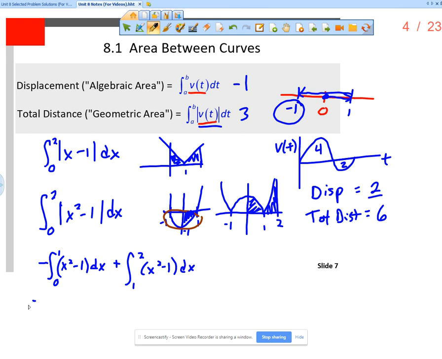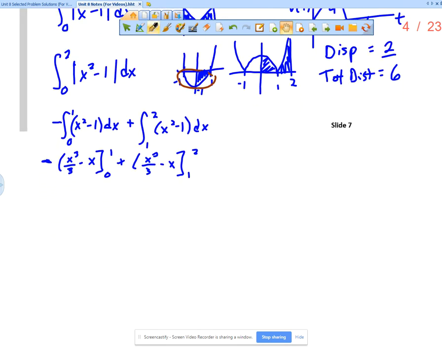All right, so I have the negative in front, and then I'm going to integrate x squared minus 1. So x cubed over 3 minus the integral of 1, which is just x, and then we're going to evaluate that from 0 to 1, and don't forget about the negative in front. All right, and then plus, well, the integral is the same, x cubed over 3 minus x, and evaluate from 1 to 2, and then we're going to add those together. All right, so let's do that work. Remember, this is actually really simple. We're just plugging in 0, 1, and 1, 2, so this is not a big deal at all.